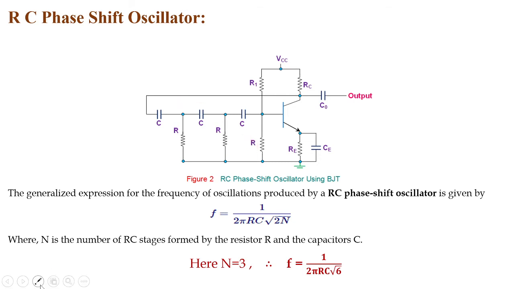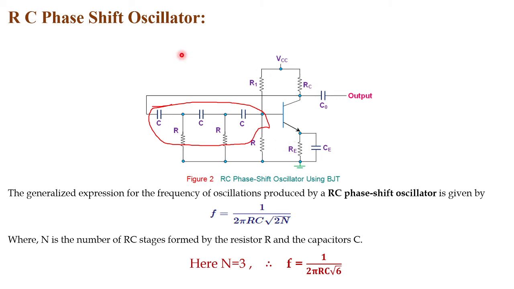So how many combinations are there? This is your tank circuit, which consists of capacitor and resistance. Three combinations are there, and each combination gives a phase shift of 60 degrees, so the total is 180 degrees. The amplifier gives a phase shift of 180 degrees, so the total phase shift will be 360 degrees. 360 means 0. That is the condition for positive feedback, the Barkhausen criterion.